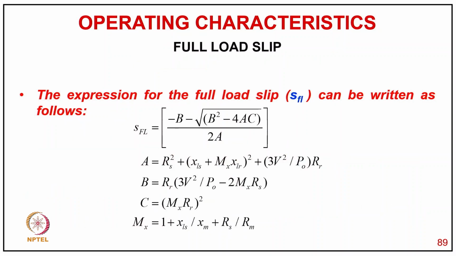The expression for the full load slip, once we have got all the equivalent circuit parameters, is as follows: slip at full load will be minus B minus under root B square minus 4AC upon 2A, where A is equal to RS square plus in bracket XLS plus MX into XLR square, plus 3V square by P0 into RR, where B is RR in bracket 3V square by P0 minus 2 MX into RS, where C is MX into RR square, and MX is 1 upon 1 plus XLR upon XM plus RR by RM.